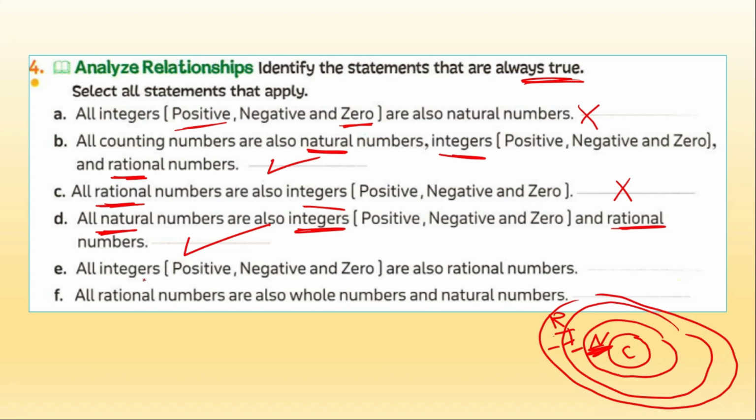All integers are also rational. Are the integers a subset of the rationals? Look, you see the integers are a subset of the rationals. This circle is inside that circle, so it's correct. The last one: all rational numbers are also whole numbers and natural numbers.